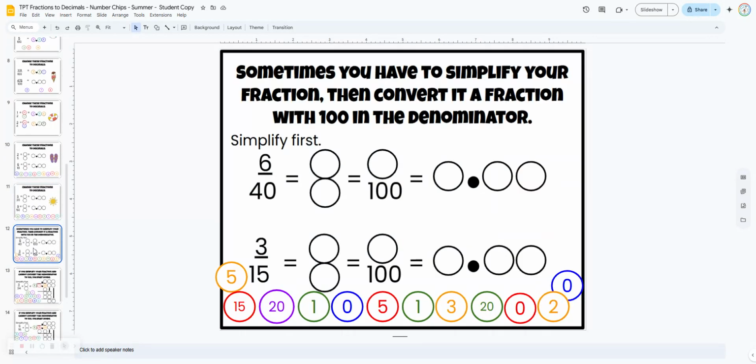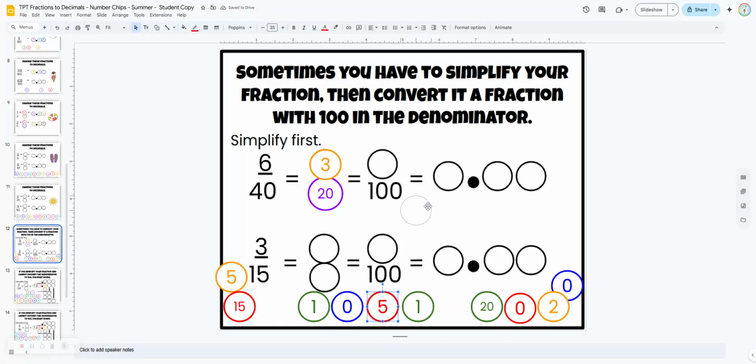Now we get down to slide 12. Sometimes we have to simplify a fraction because we can see here 6/40. I can't multiply 40 times any number to get 100. But if I simplify it, then I can do that. So here, if I divide the numerator and denominator by 2, I get 3/20. Now I can convert it to an equivalent fraction with 100 in the denominator by multiplying numerator and denominator by 5. And that would make this 15, not 5. 15 hundredths. And then we can convert it to a decimal.